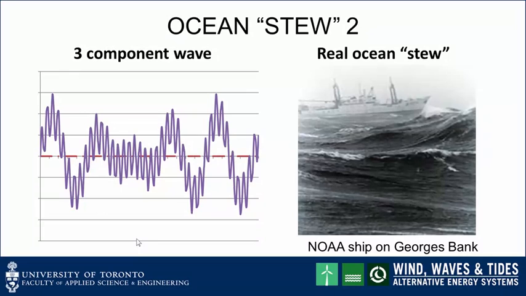If we add a third component, a higher frequency one, now you can see we've got a lot of chop on top of the waves, and so you can now get some idea of real waves, which not only have different phases and different heights, but also different directions. So the picture on the right shows another NOAA ship on the Georges Bank in the North Atlantic Ocean, and you can see that the ocean is highly irregular. The waves are very disordered here.